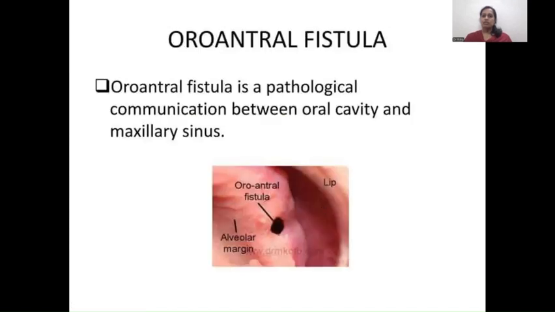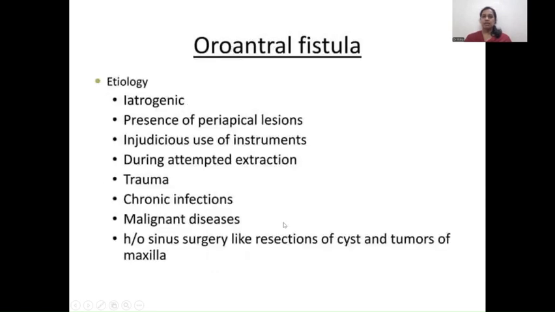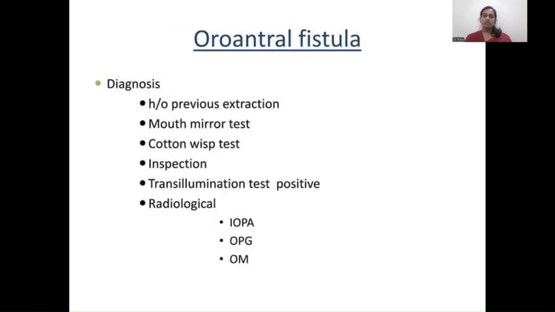And this is the oroantral fistula. As I already told, if there is a communication between the oral cavity and the maxillary sinus, a pathological communication forms between the oral cavity and the maxillary sinus. Here in this picture, you can see the oroantral fistula. The etiology can be iatrogenic, that is induced by the clinician, presence of any periapical lesion, trauma, extraction, chronic infection, or malignant disease. These are the various etiologies of oroantral communication.